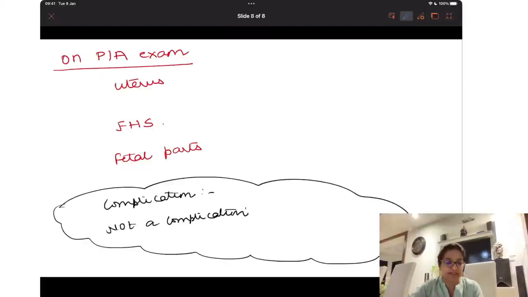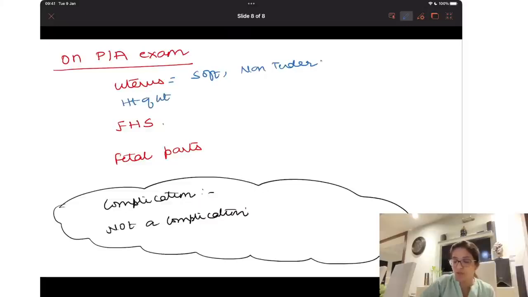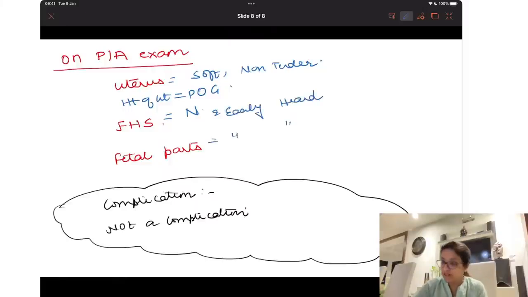On per abdominal examination, what do you get? On per abdominal examination, you are going to get uterus is soft, uterus is non-tender, right? Height of the uterus is equal to the period of gestation. Fetal heart sounds are normal and they are easily heard. Fetal parts are easily felt.